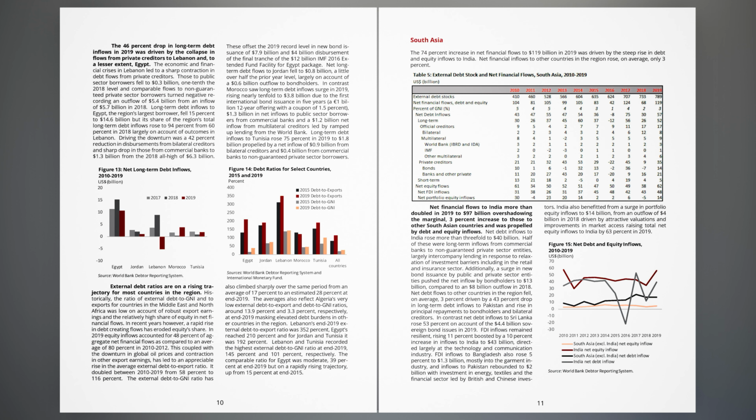Lebanon's end 2019 external debt to export ratio was 352%, Egypt's reached 210%, and for Jordan and Tunisia it was 192%. Lebanon and Tunisia recorded the highest external debt to GNI ratio at end 2019, 145% and 101%, respectively. The comparable ratio for Egypt was moderate, 39% at end 2019, but on a rapidly rising trajectory, up from 15% at end 2015. South Asia.